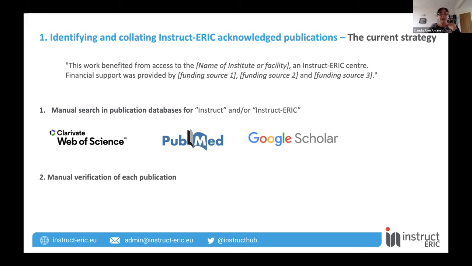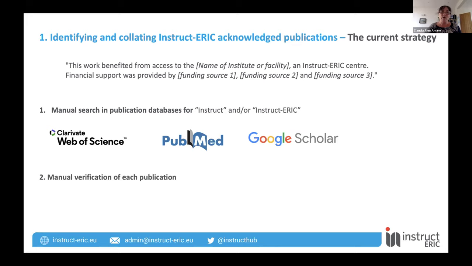Then, if we go point by point, the first point is how we identify and make this list of publications. This is how we do it at the moment. We do it manually. When a person uploads their proposal in our system, as part of the terms and conditions, they acknowledge Instruct involvement with this sentence that has Instruct ERIC in it.